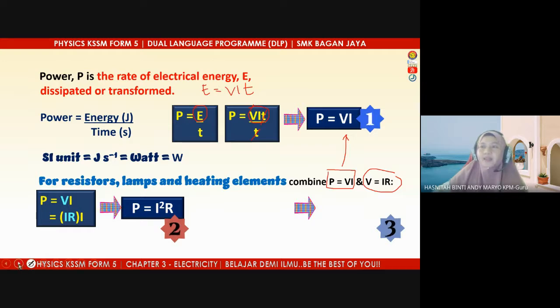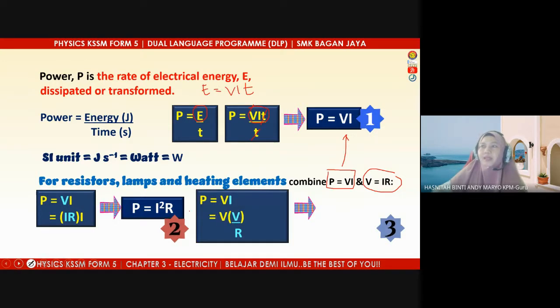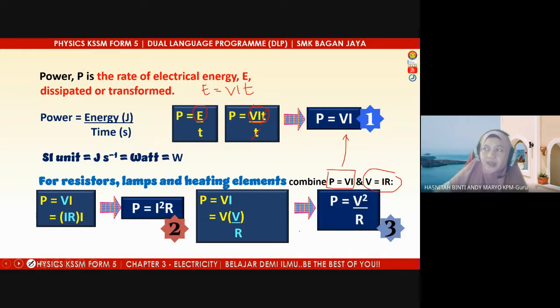Okay, and then the third formula, there is one more formula. Again from P equal VI, now we substitute this I using Ohm's law. From Ohm's law, I is V divided by R. So for this one, it will give us, yes, P equal V squared divided by R, the third equation. So first one, P equal VI. Second, P equal I squared R. The third, P equal V squared divided by R.